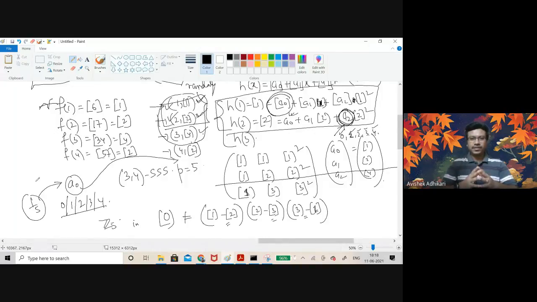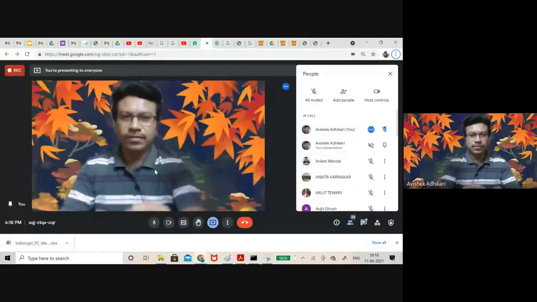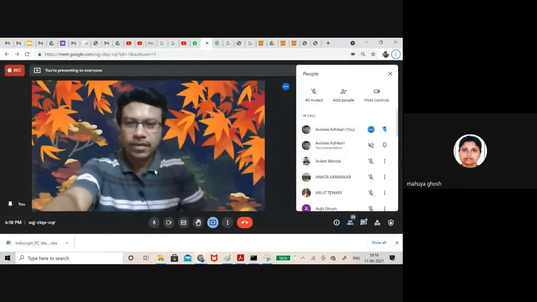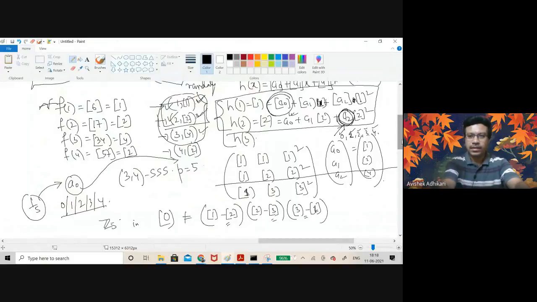Is the idea clear? Clear? Now you can implement the secret sharing scheme quite easily. Any question till now? Sir, why 1 by 5? Can you please explain? Okay.